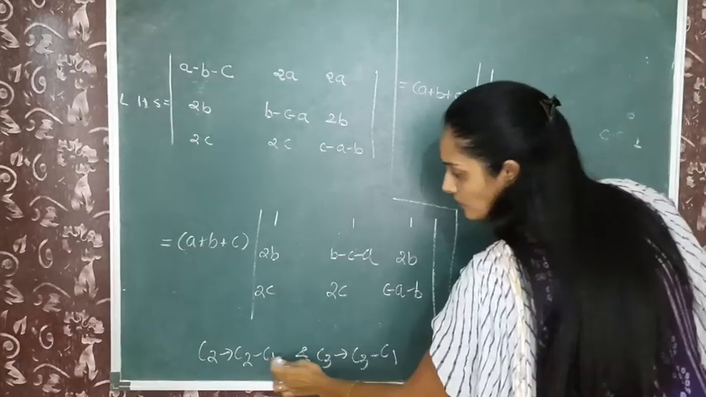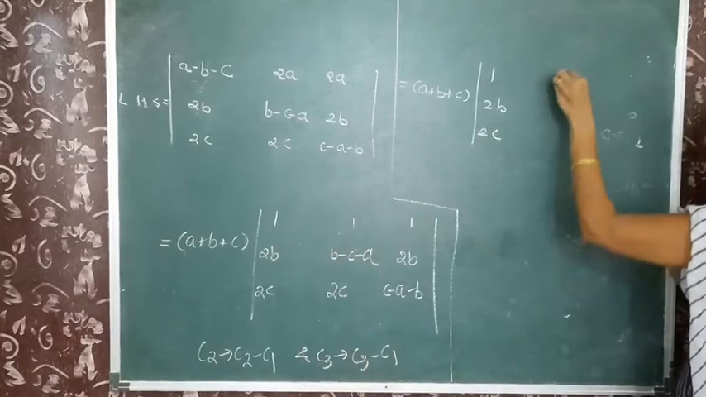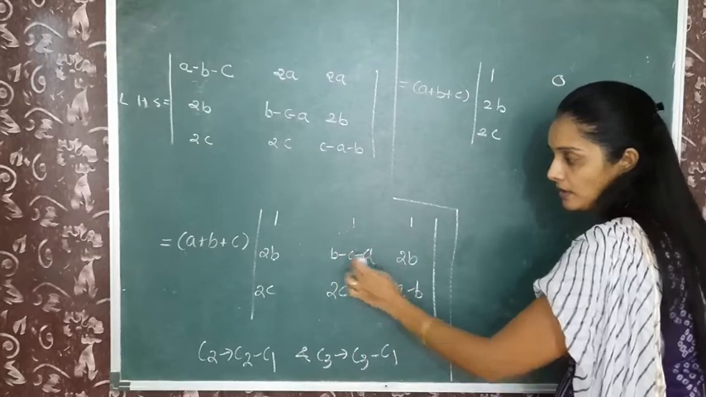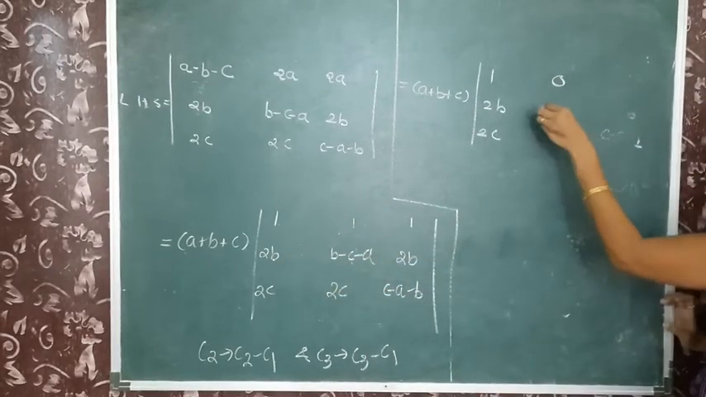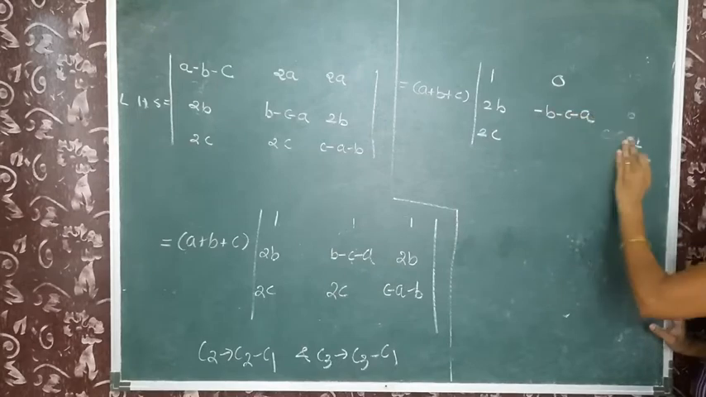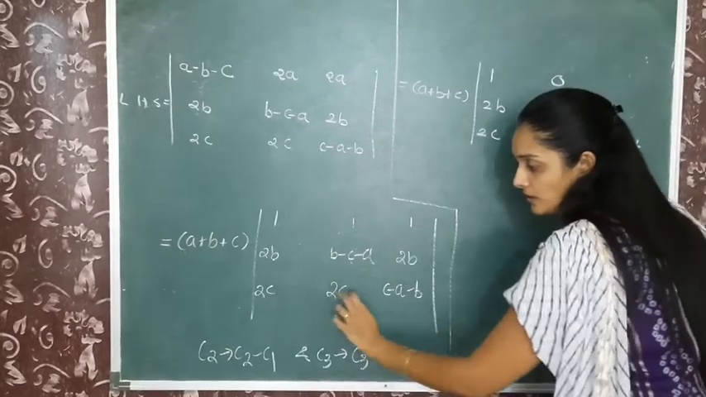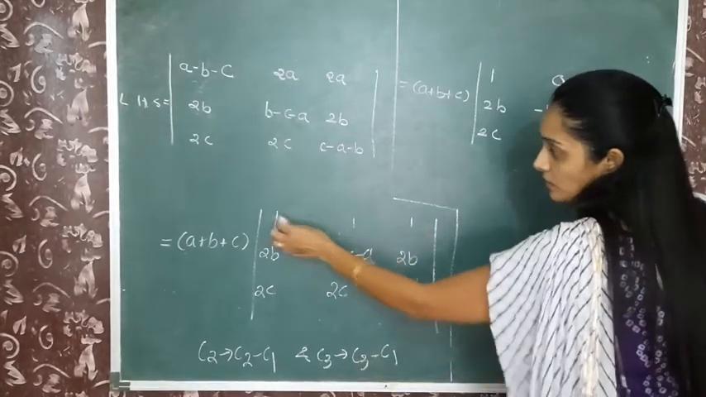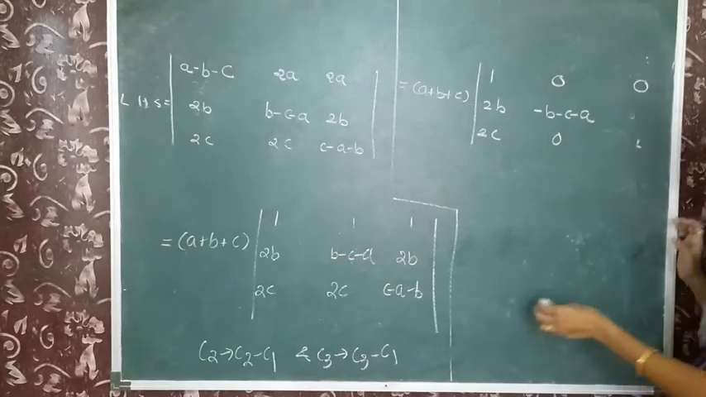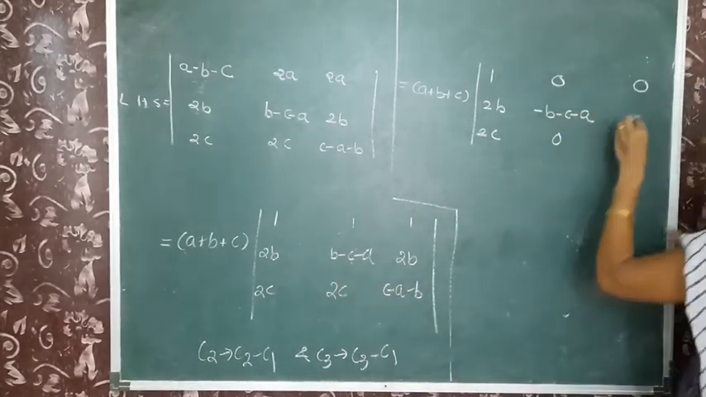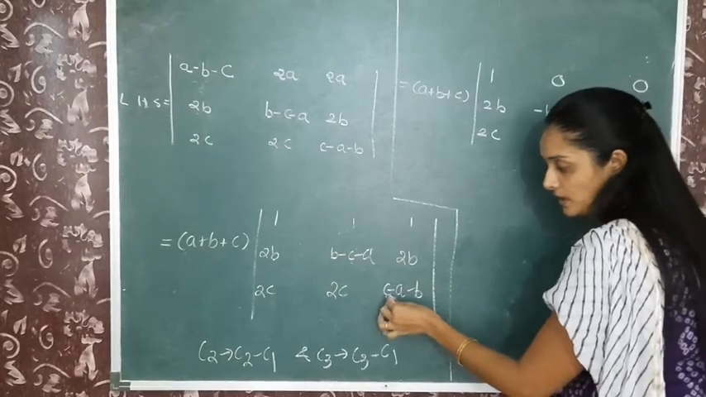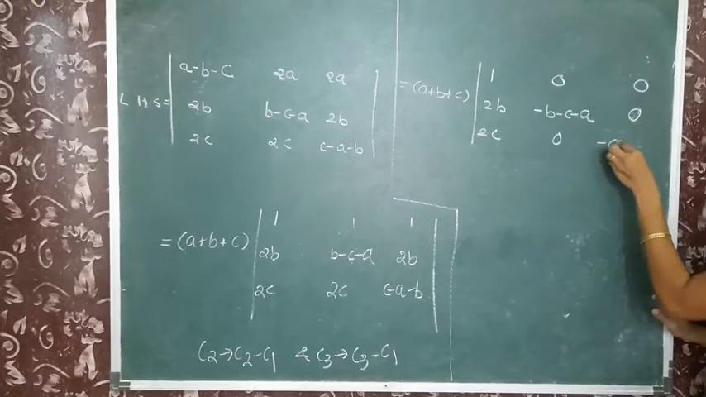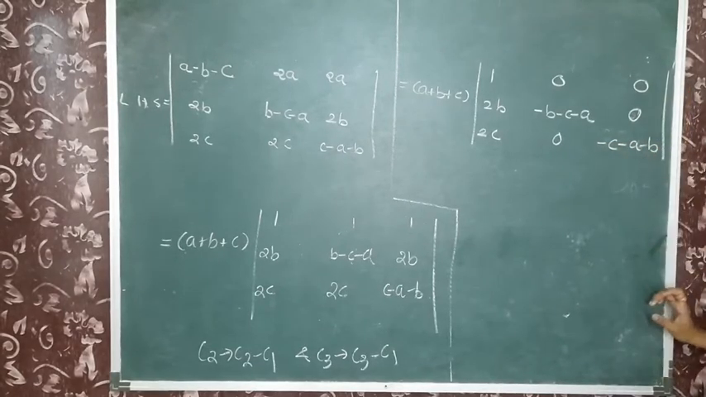Here C2 minus C1, so 1 minus 1, so 0. Here B minus C minus A minus 2B, so we have minus B minus C minus A. Here 2C minus 2C, so 0. Here C3 minus C1, so 1 minus 1, so 0. 2B minus 2B, so 0. Here C minus A minus B minus 2C, so minus C minus A minus B.